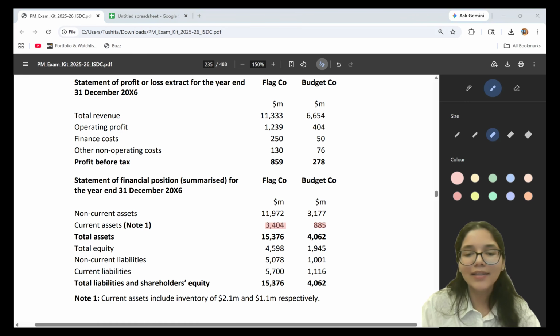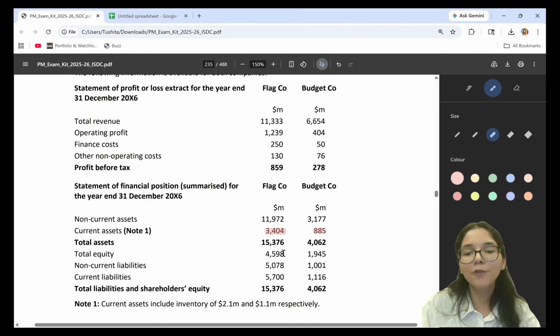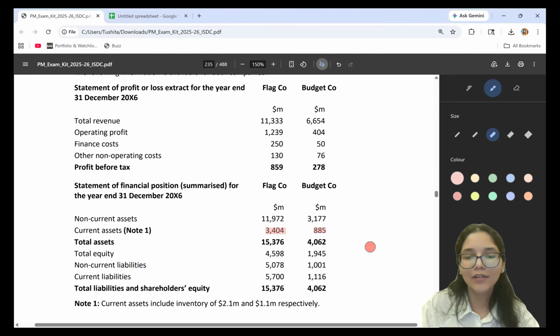Similarly, the next subheading that they have asked us to use, let's get to that. Next, we want to talk about liquidity. With liquidity, we only have 2 options. Let me know very quickly which 2 ratios we can calculate. One is the quick ratio and the current ratio. Absolutely. These are the 2 ratios that we can calculate.